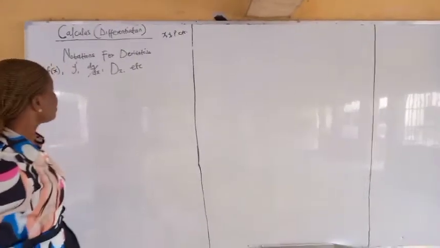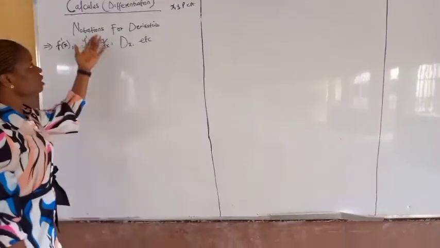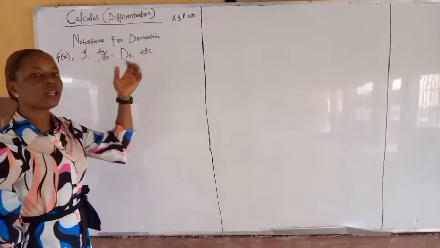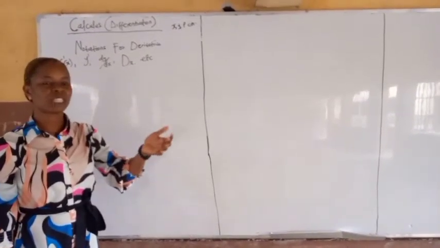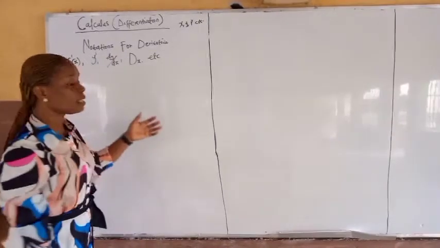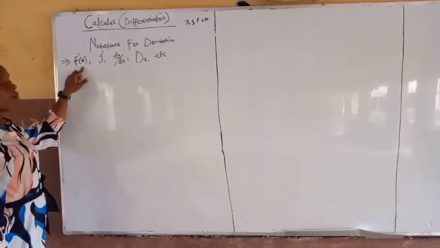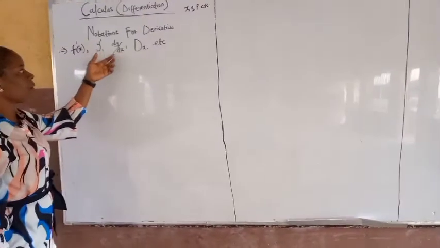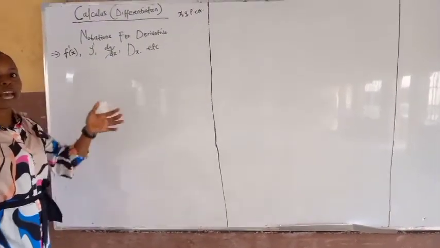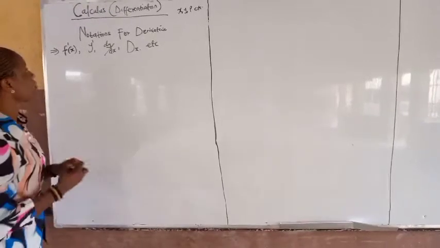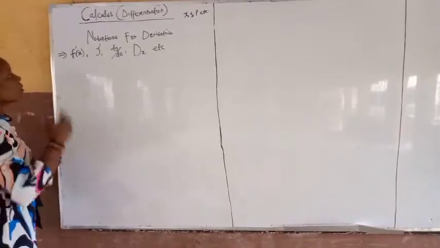So before going to the topic for today, there are some notations for the derivative. Not every time will the examiner ask you to find the differential coefficient of this function, but they can always ask you to find f prime of x, y prime, dy/dx. All of this means the differential coefficient of that function. So let's start. How can we differentiate a particular function?